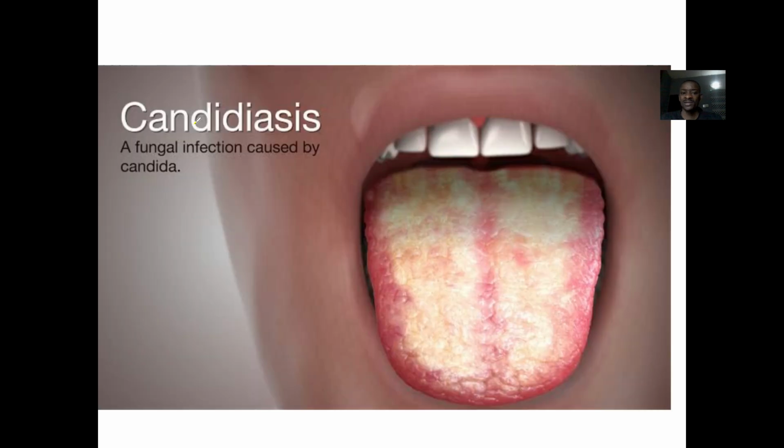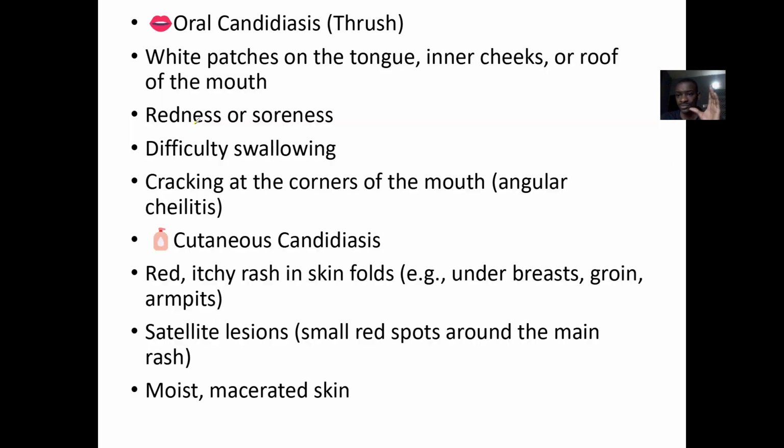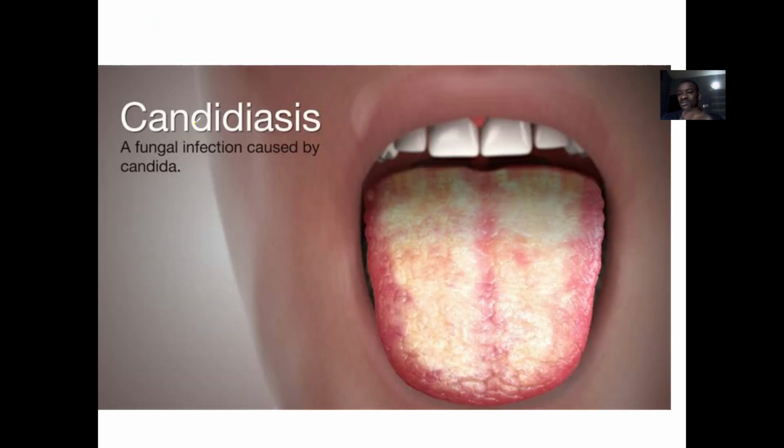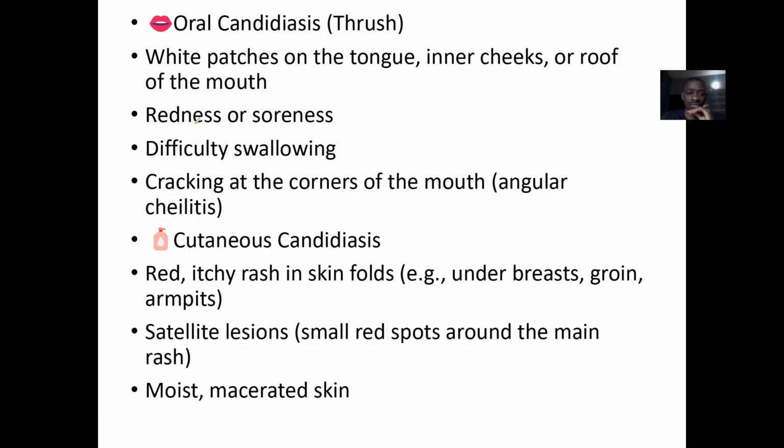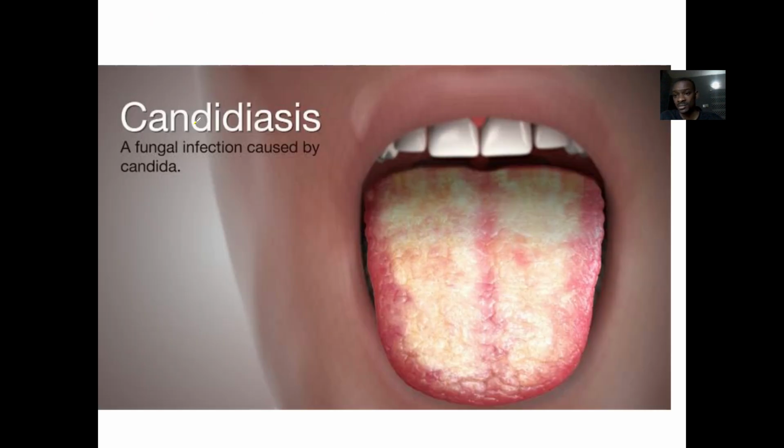Okay, there's redness and soreness. The mouth is, your whole oral cavity is paining you. Okay, so difficulty swallowing because the infection can be going down to the throat. Cracking on the corners of the mouth, that's angular cheilitis.